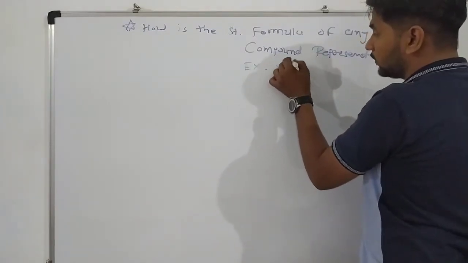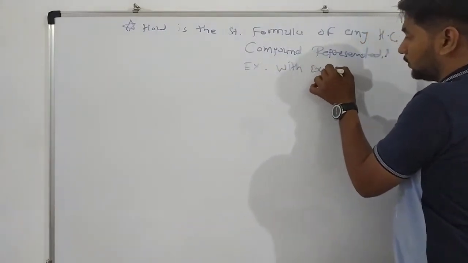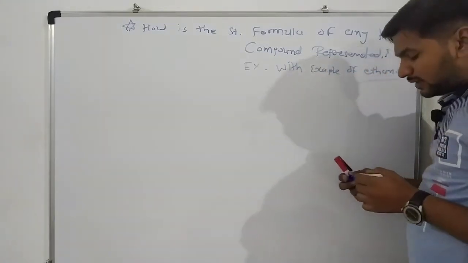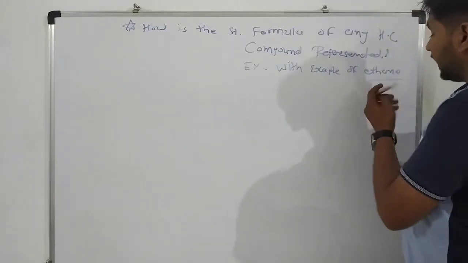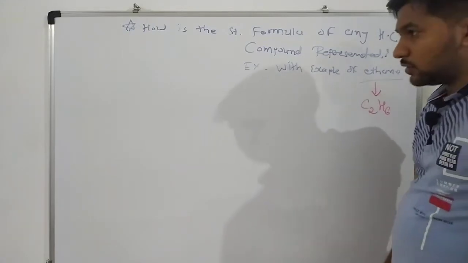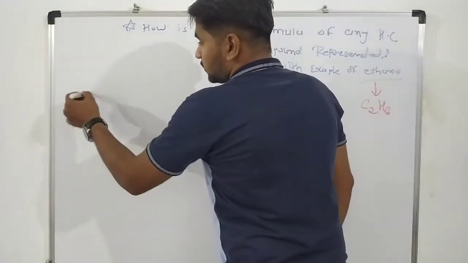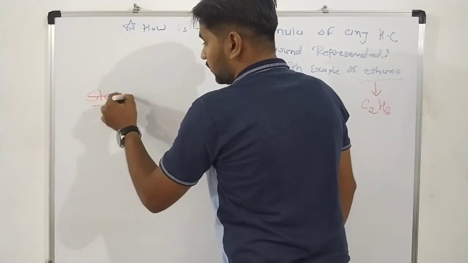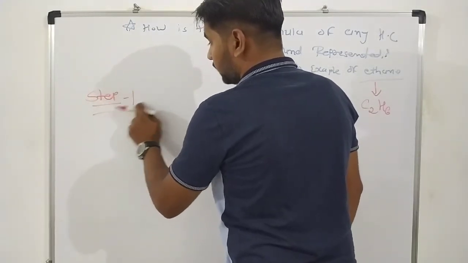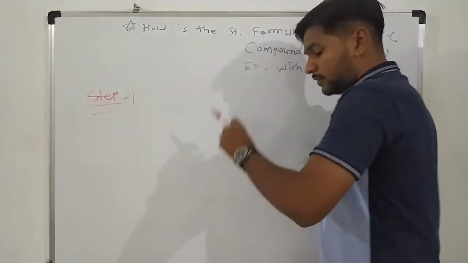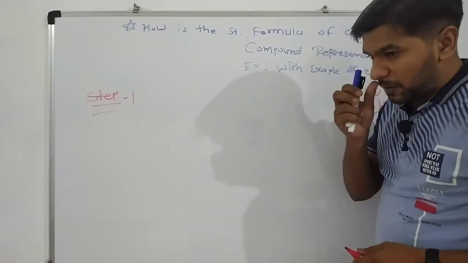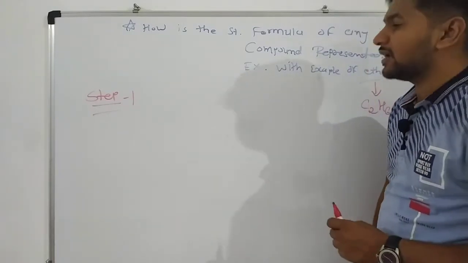We know that the formula of ethane is C2H6. So dear students, step number 1. You never find an easier topic. Okay, very easy topic. In step number 1, what can we do?